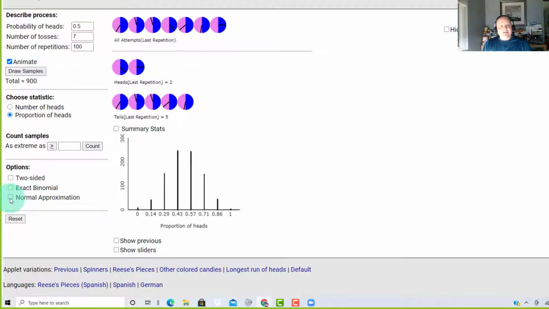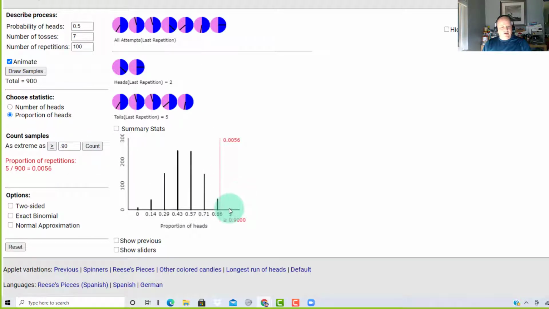Is it possible that we would see something where we would get all 7 cards being black? And you can see over here there is a little tick mark there. So we could say as extreme as, let's say, 90%. And what you'll notice is it actually puts a bar in here. And it says, how often does that happen? And it says, in the 900 samples that have been run so far, it has happened 0.0056, which is less than 1% of the time. So yeah, I would consider that to be pretty doggone rare.